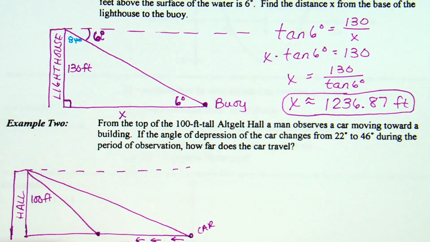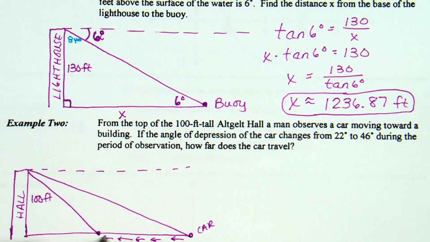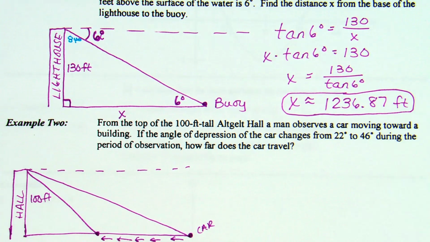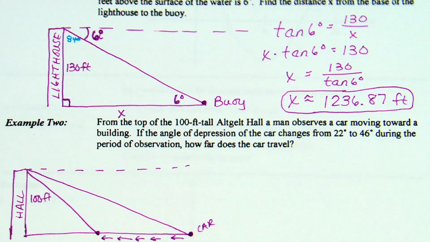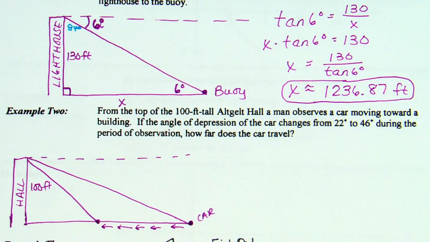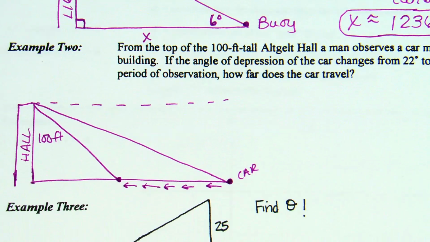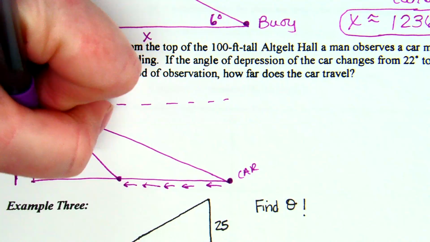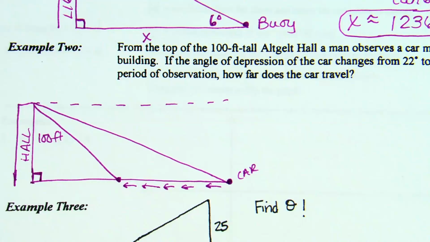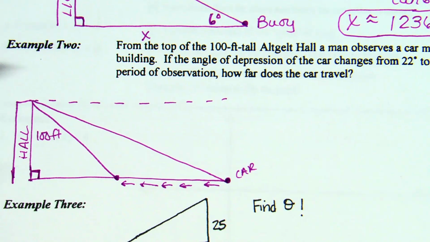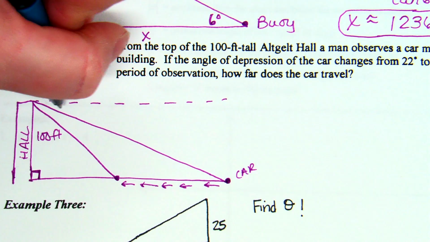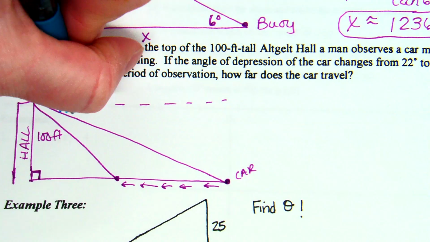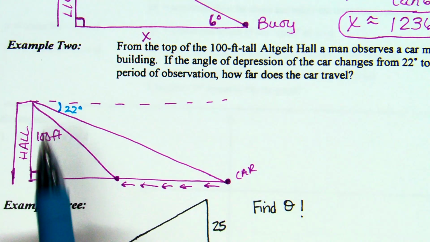So we just formed not one, but two triangles. Obviously, we have the right triangle there. What was the first thing they gave us when he first observes the car? When he first observes, the angle of depression changes from 22 to 46. So the first time he observes the car, it has an angle of depression of 22 degrees. What does that mean? If it's 22 up here, this piece right here is 22 degrees.